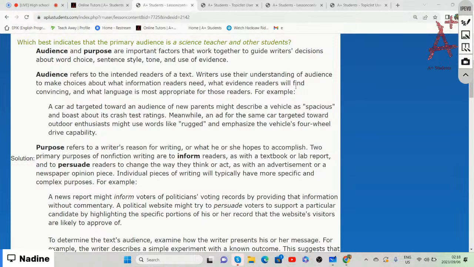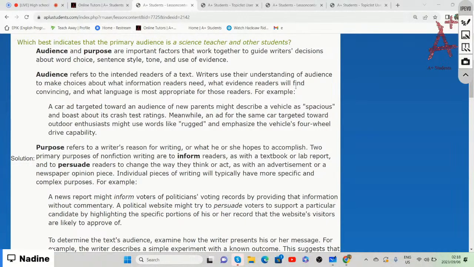So with audience, right, comes purpose, because remember we said that purpose and audience are important factors that work together to guide a writer's decision about word choices, sentence styles, tones, as well as the use of evidence. So the purpose, right, it is the writer's reason for writing. What does the writer hope to accomplish, right? So that is purpose. What is the reason for writing? And what is he or she hoping to accomplish by writing this piece?